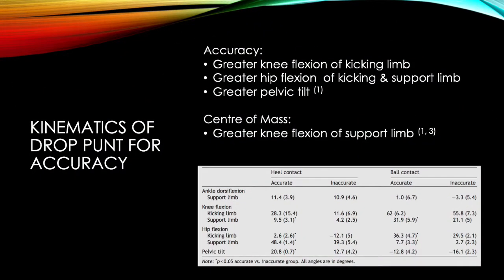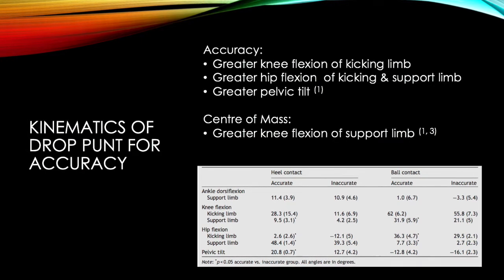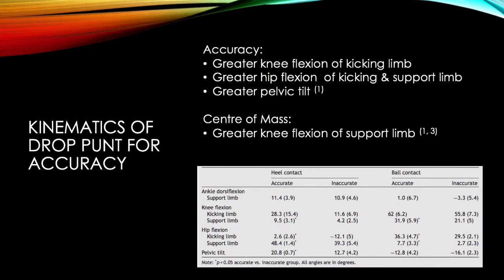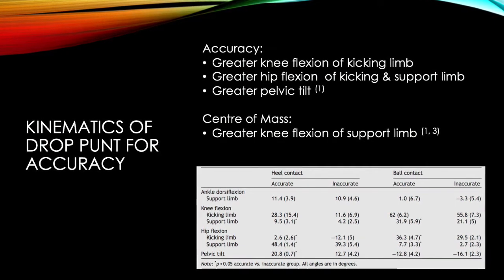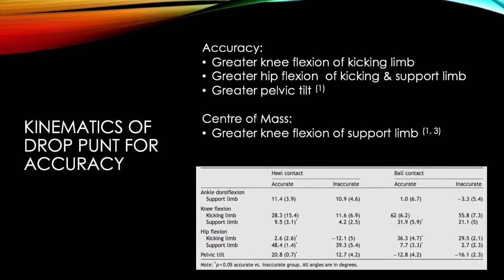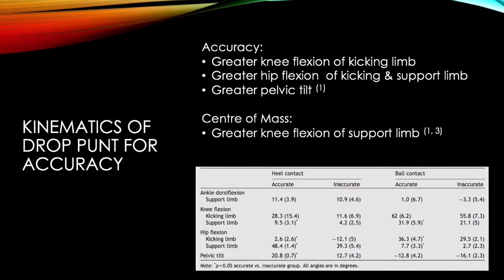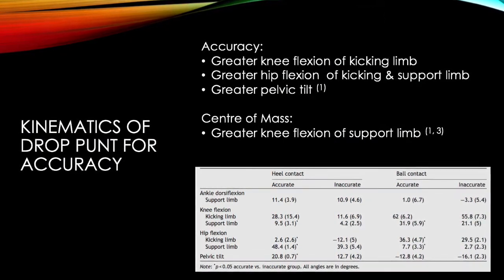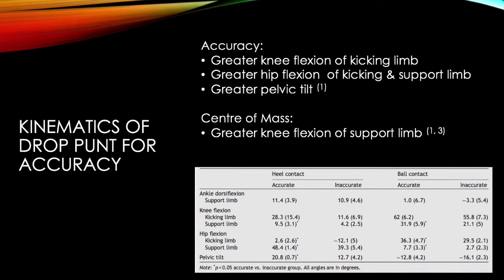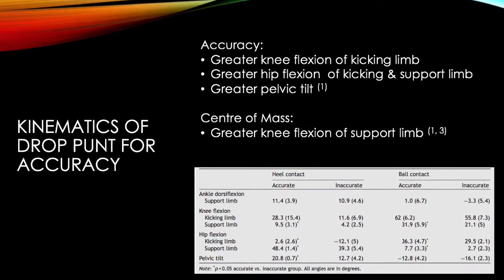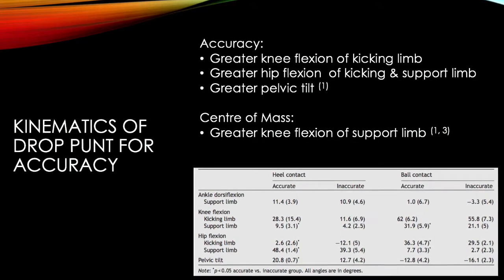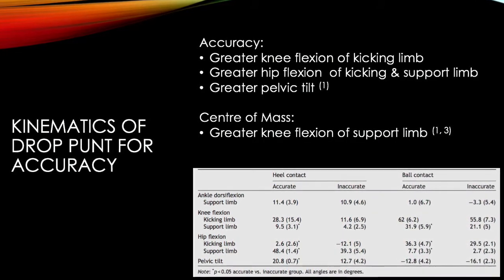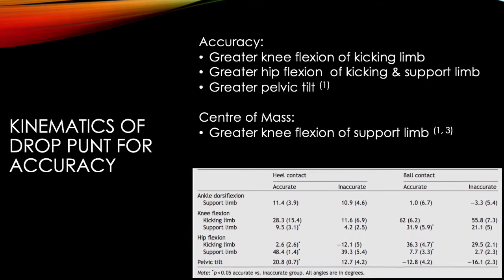A study conducted by Ditchier and colleagues in 2006 explores the kinematics of drop punt kicking in relation to accuracy. The key aim of this study was to assess the lower limb and pelvic kinematics of both kicking and support limb in a drop punt kick, in order to further examine factors related to accuracy in kicking. The participants were split into 2 groups depending on their test results, accurate and inaccurate. From here, the team of researchers examined the kinematic measures for both groups as seen on screen.